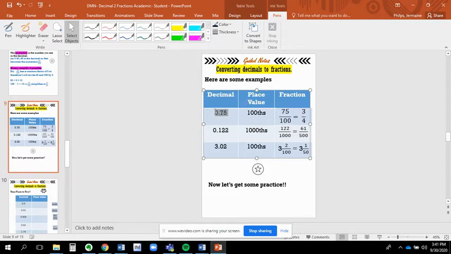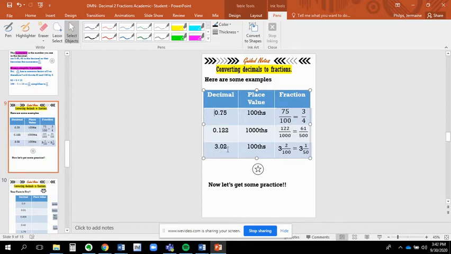So for the first number, 0.75. The 5 is the number I'm looking at. The number furthest to the right, it's in the hundredths place. So therefore, this is 75 hundredths. That's why our denominator is 100. That's why the numerator is 75. It's simplified to 3 over 4. 0.122 was in the thousandths place. So the denominator became 1,000 over 122, and it's simplified to 61 over 500.